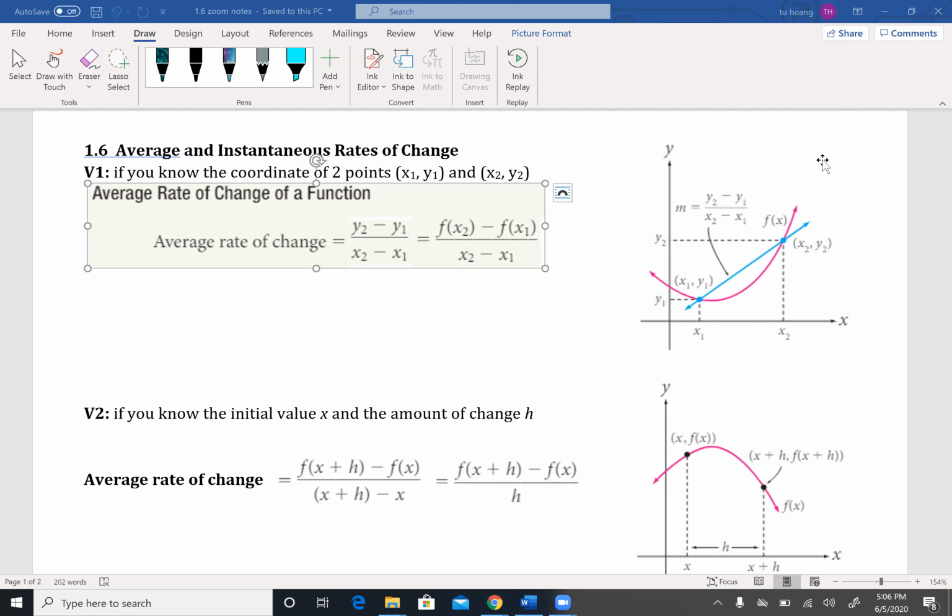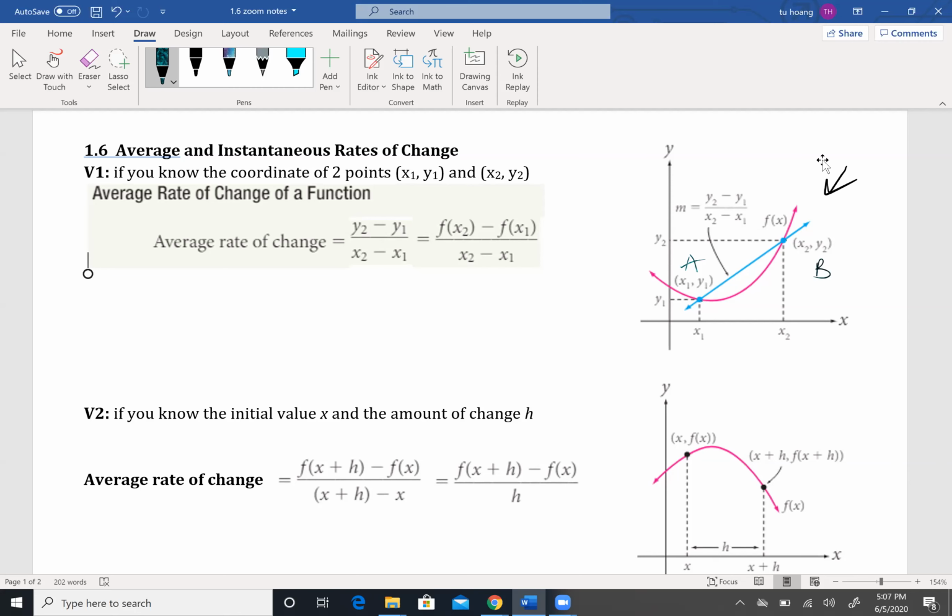For the average rate of change, I have talked a little bit in session 1.3 with slope and average rate of change. So the average rate of change is like a slope between 2 points on the curve. As you see in the figure on the right hand side here, I have 2 points, say point A and B. One has the coordinate x1, y1, the other is x2, y2.